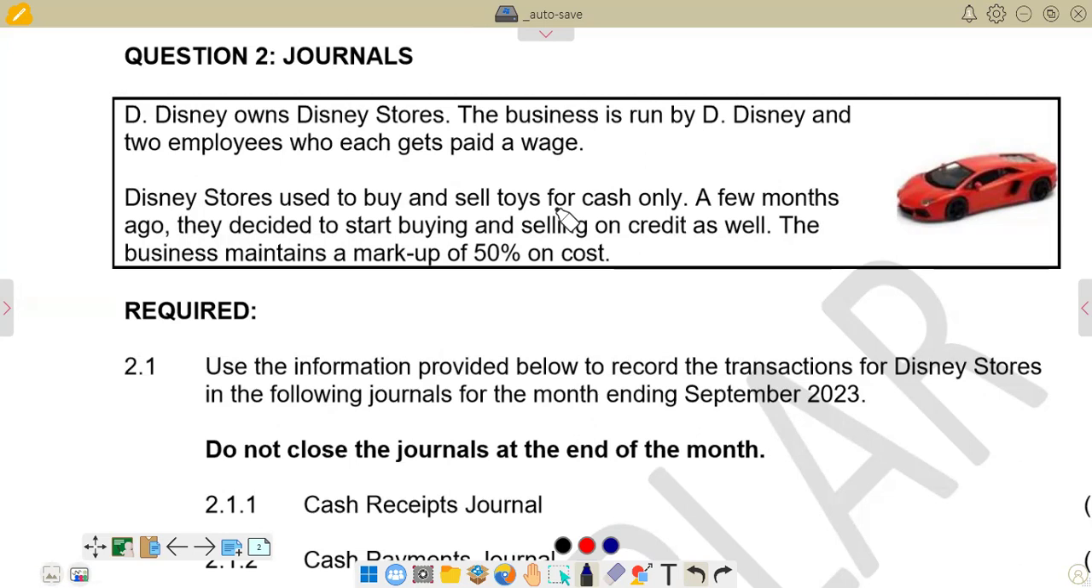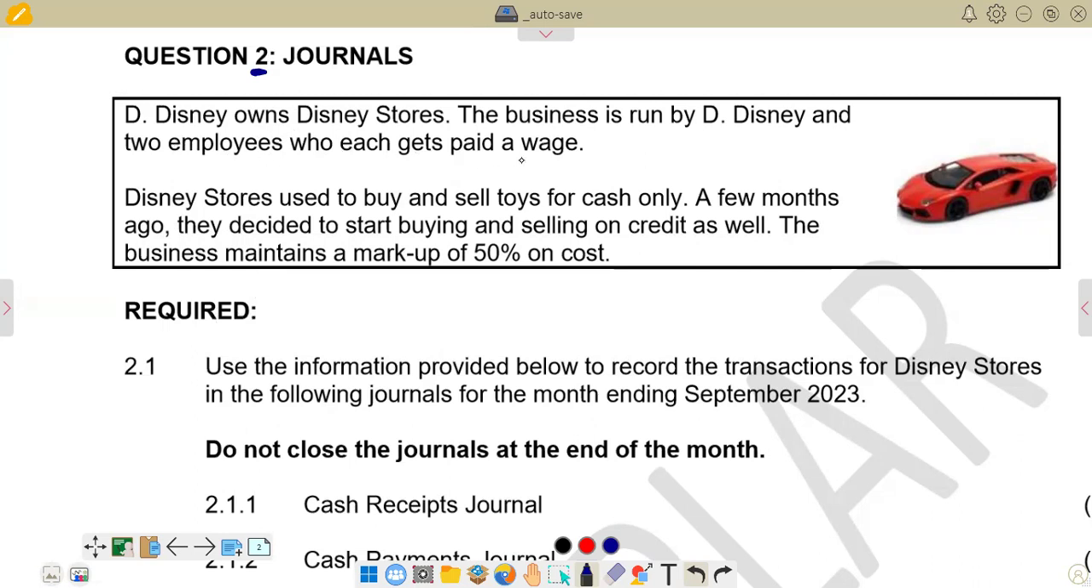In this video, we want to look at the topic of journals. So we are going to go through a question of November. This is question 2 of that question paper, which is on journals. And the question reads, Disney owns Disney Stores.